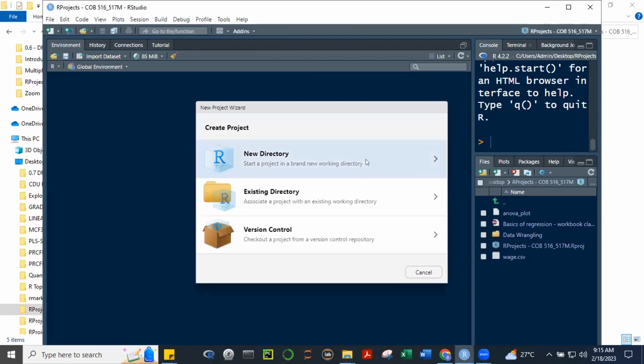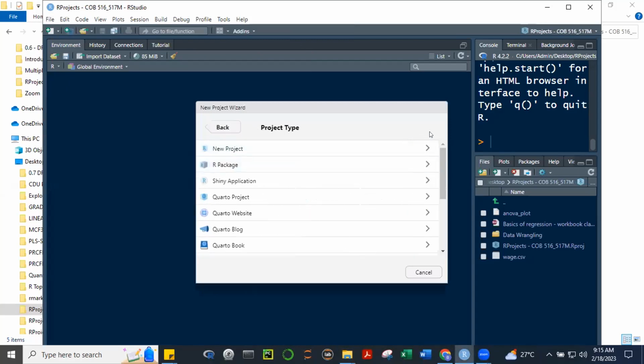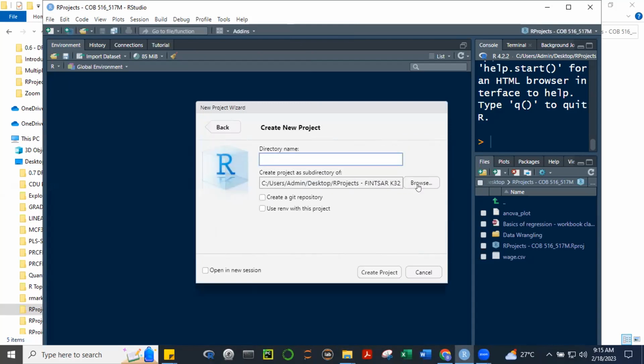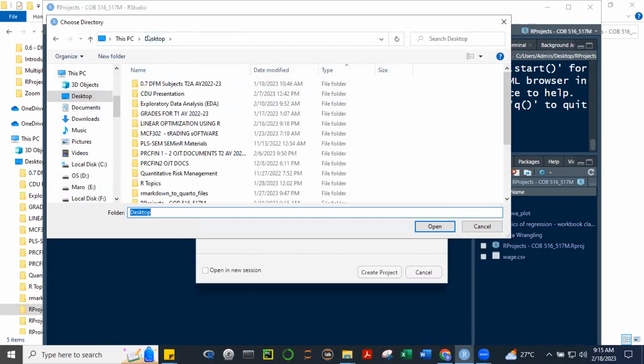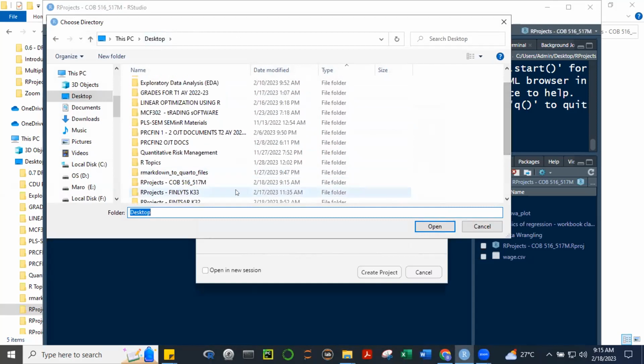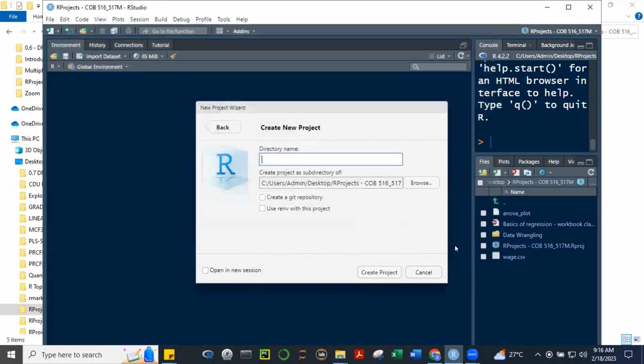I'll just put it in a new directory. New directory, new project, and then here, subdirectory. I'll put it under the... So that's a mistake I made. I'll put it in this subdirectory, our project COB516517. And then I'll call this multiple linear regression.